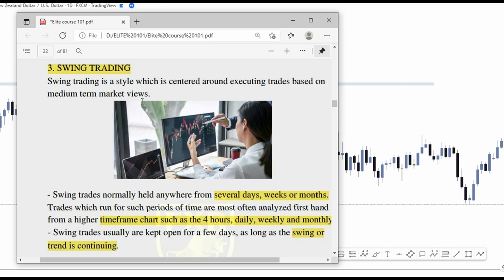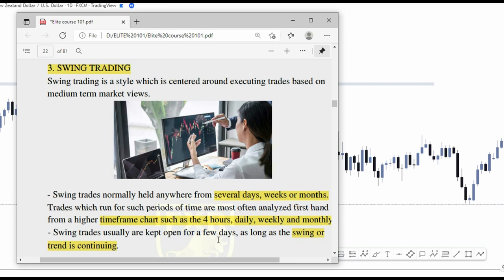Now in swing trading, you just hold a trade for a couple of days or even weeks, okay? Now for swing traders, kitu ambacho wanakifanya, they want to capitalize on the world trend. Maybe come on the uptrend, now you capitalize on the world trend. Now from the up you buy until the end of the trend, okay? So also swing trade is normally held anywhere from 7 days, like I said. Swing trades usually are kept open for a few days, as long as the swing or the actual trend is in its own trend, okay?